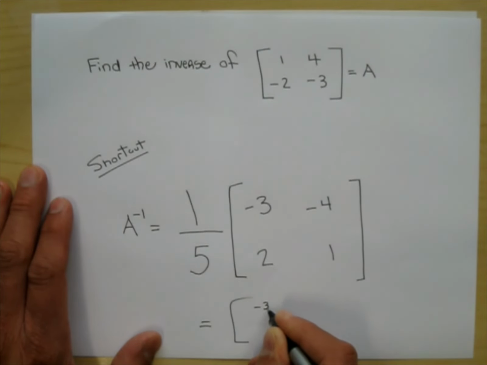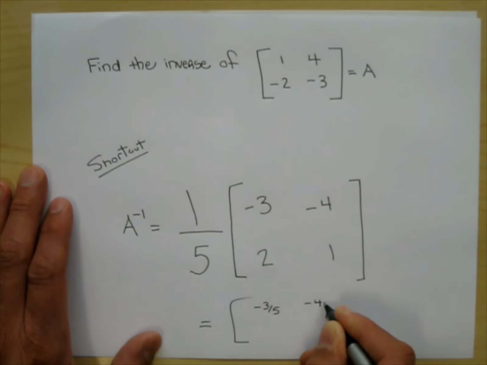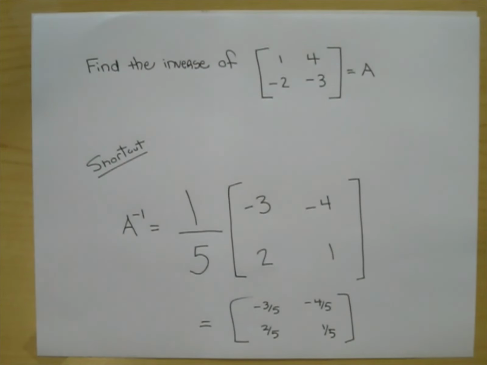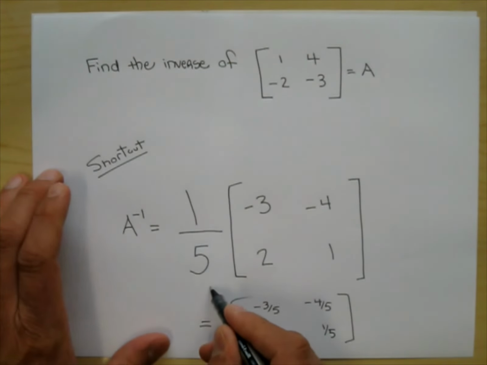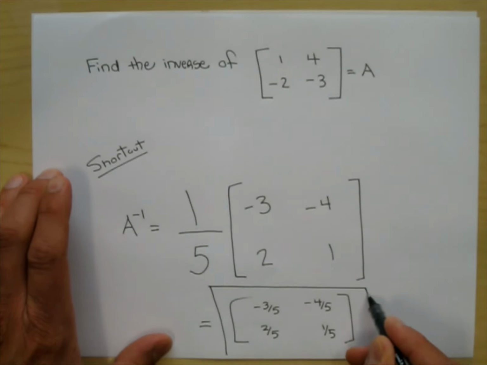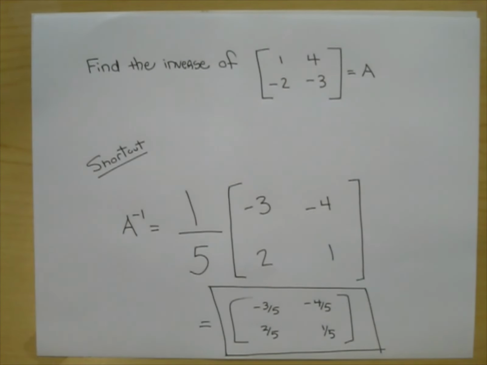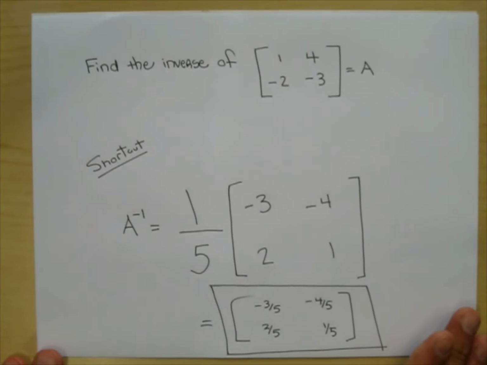So we have -3/5, -4/5, 2/5, and 1/5. So if you were not doing the shortcut, this will save you much time. Shortcut only works on 2x2 matrices, but you know, I was seeing a lot of people in the test not doing that on the 2x2 matrix. So this completes section 4.3. You guys have a good day, and I'll see you in the next video.